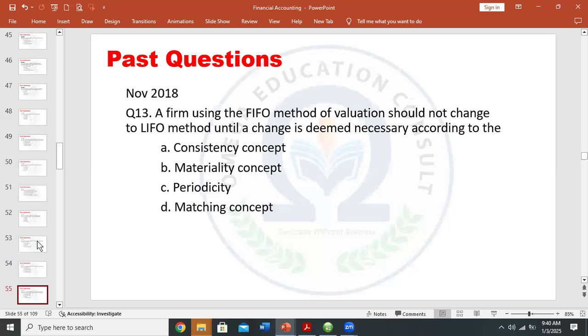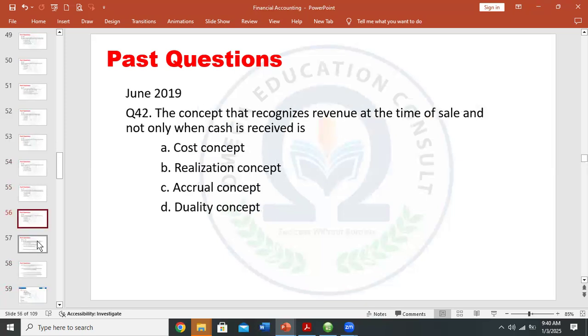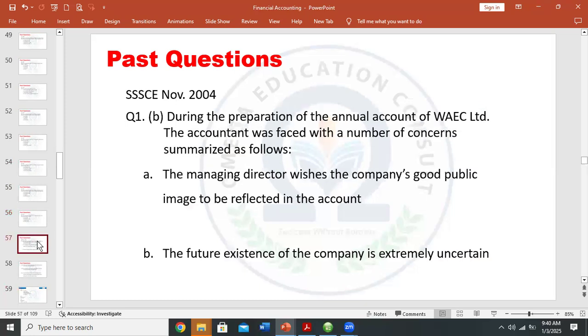Exactly, consistency concept. Okay, I think we'll do the next two and then we'll wrap up with our class today. And I'll share the recordings, especially for your colleagues who had network issues. Okay.